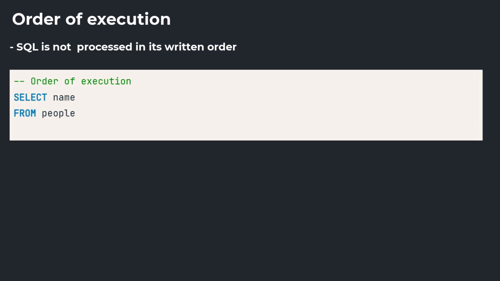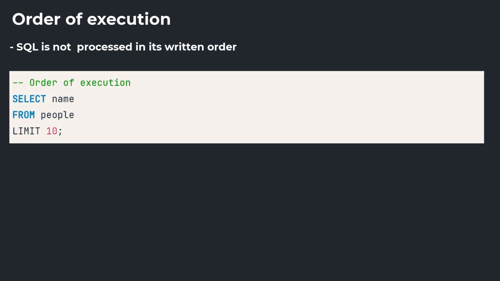Next, our selection is made. Finally, the results are refined. Here we use the limit keyword that limits the results to a specified number of records. In this case, we only want to return the first 10 names from the people table.